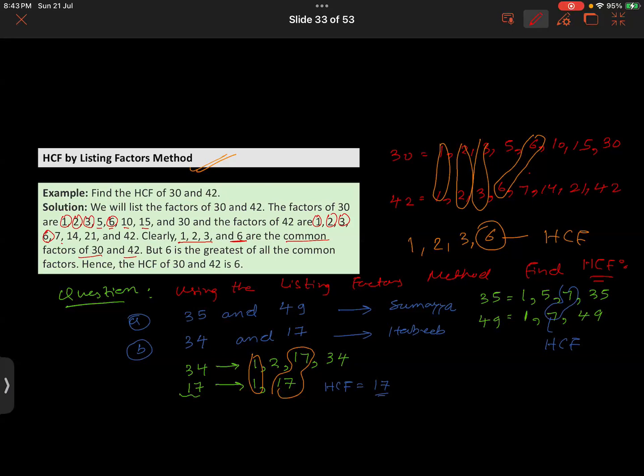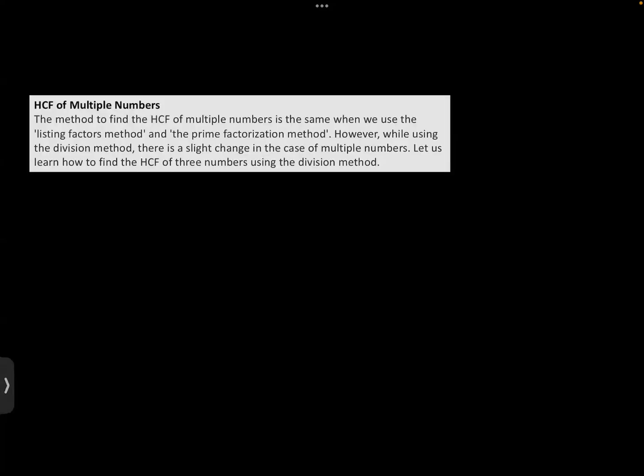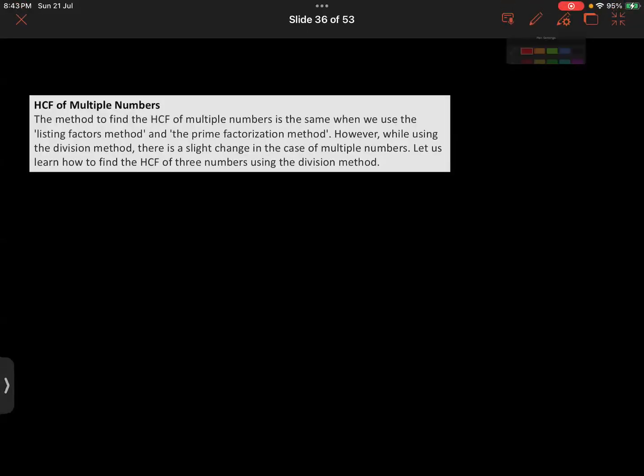We learned to find the HCF of two numbers, and in fact of more than two numbers also. Now, first of all, we're going to practice some questions on that, then we will continue further.